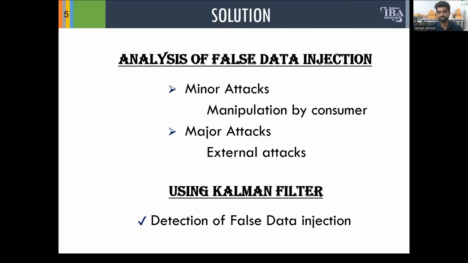There are two types of attacks: minor attacks and major attacks. Minor attacks are done by consumers, that is, manipulation by the consumer. That is on a minor level, but the attacks that we are concerned with are external attacks. We call them major attacks, that are from attackers or hackers using the internet directly on the controller of the systems.